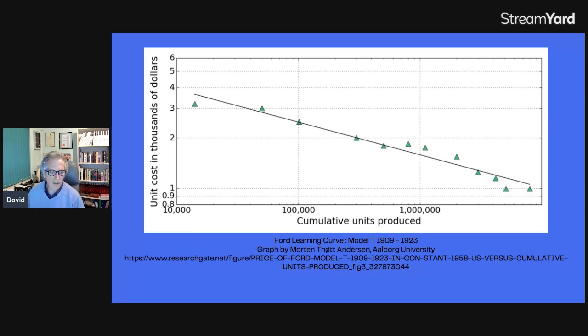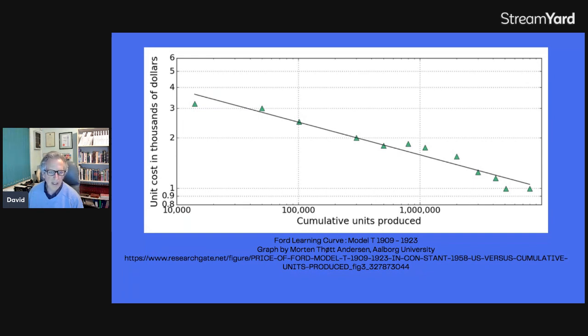Let's go and look here. This says unit costs in thousands of dollars. So over here, you've got when Henry Ford was producing 10,000 cars, which one would expect the Model T car, at 1909, it was costing about $4,000 for 10,000 cars. So that's at that point. And you can see here, let's say $3,000 for 12,000 cars.